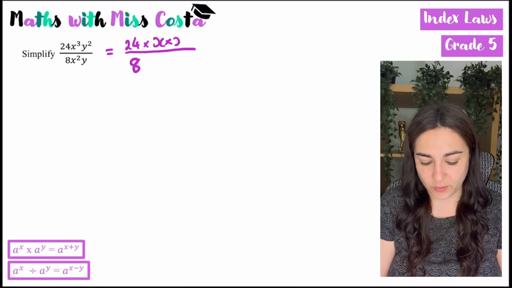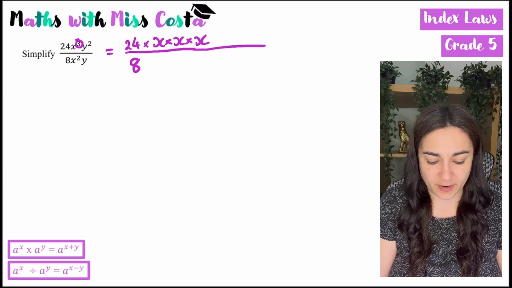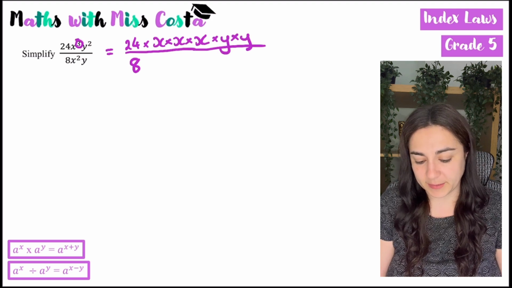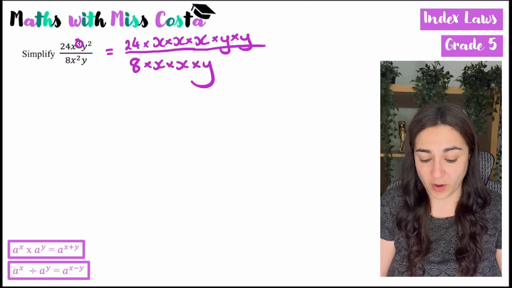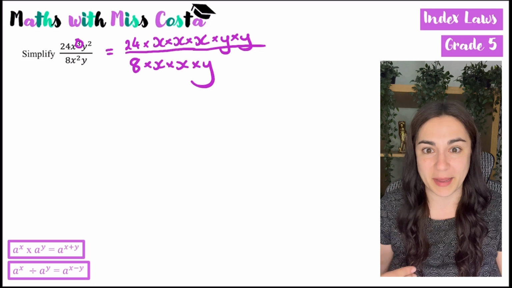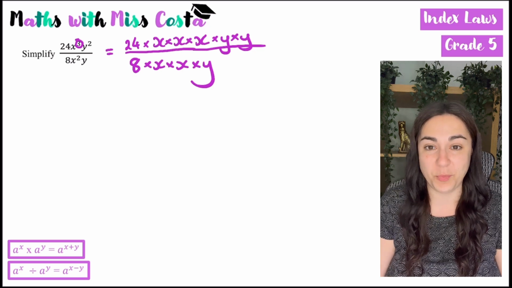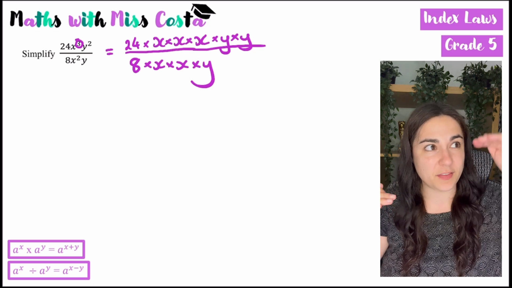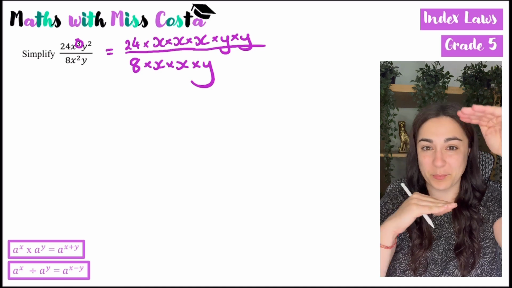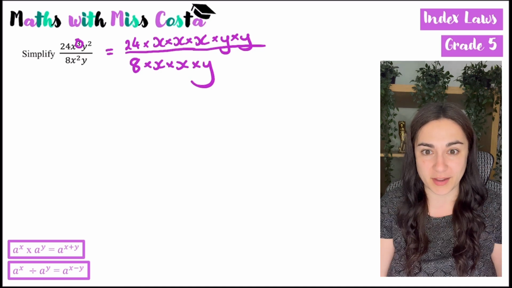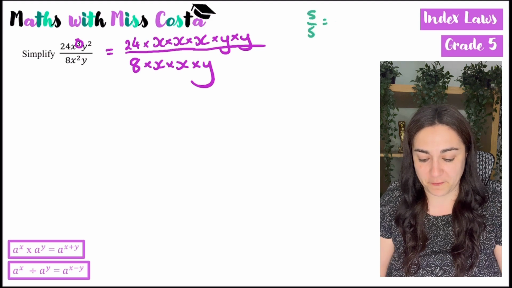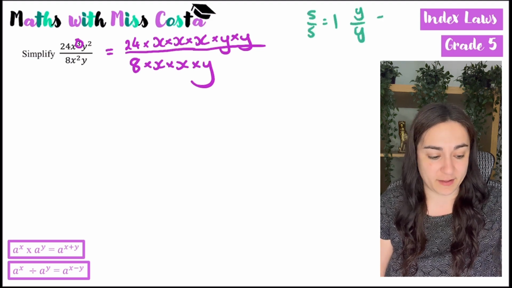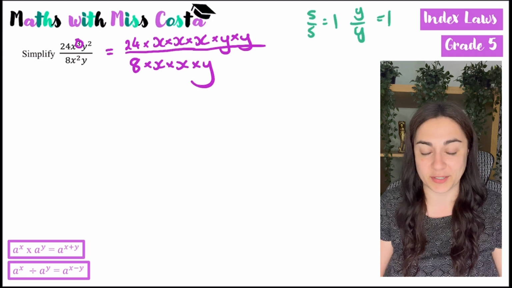Well, that means 24 times by x times by x times by x, because the little power tells you how many times x is multiplied by itself, times by y times by y, and then 8 times by x times by x times by y. So you've just brought the algebra back to its simplest terms. And when we have fractions, if the numerator and the denominator are just a product, so everything is being multiplied, then anything that is divided by itself can be cancelled, because like 5 divided by 5 gives me 1, so therefore y over y is also going to be 1.